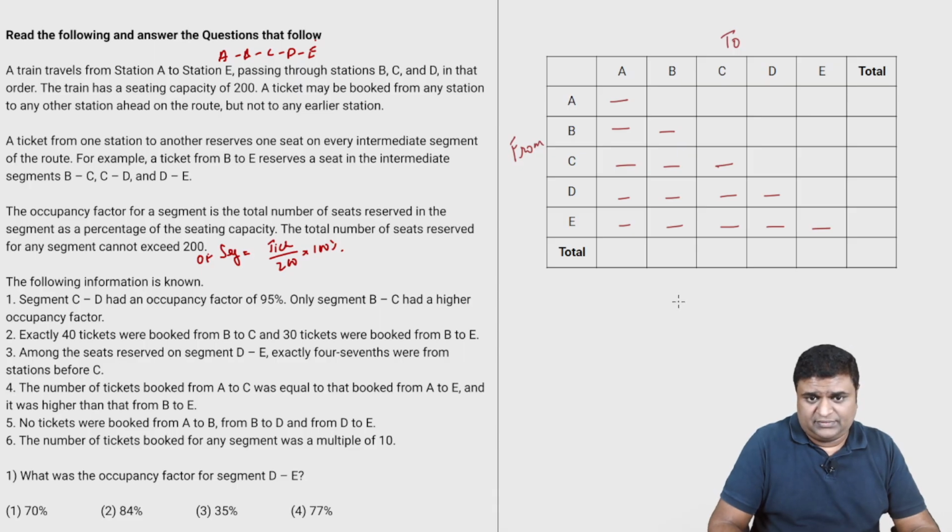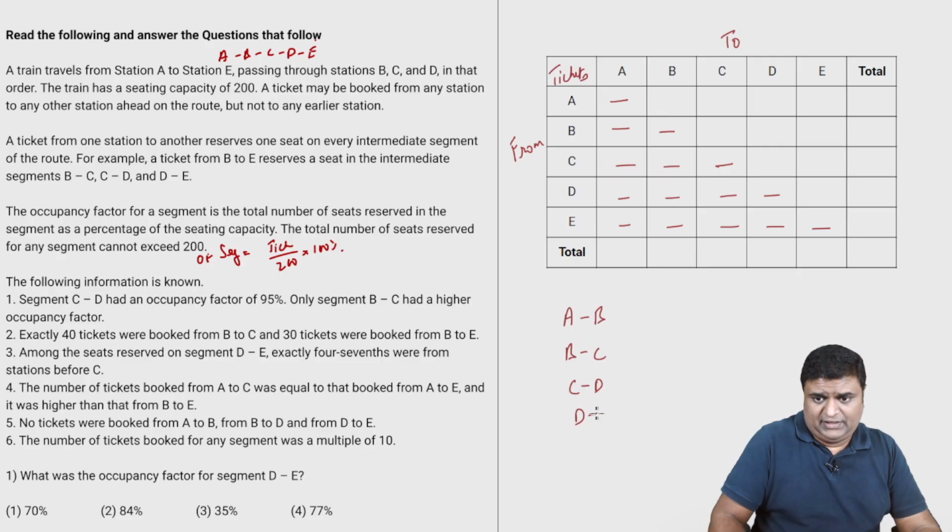What do we know of the segments? Now, these are actually tickets, right? Not segments. These are tickets booked over here. Let's start with this. Segment CD had an occupancy factor of 95%. So what are the segments available over here? I have an AB, right? And then I have a BC segment, then I have a CD, and then I have a DE, right? So remember that. Be careful with that.